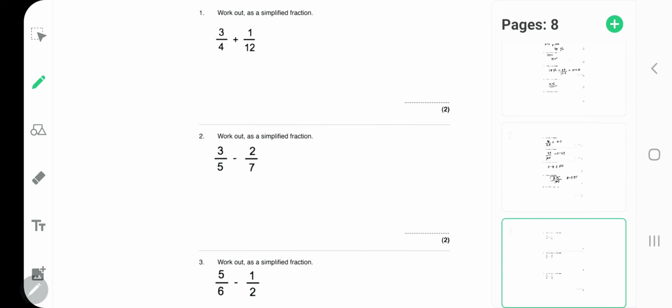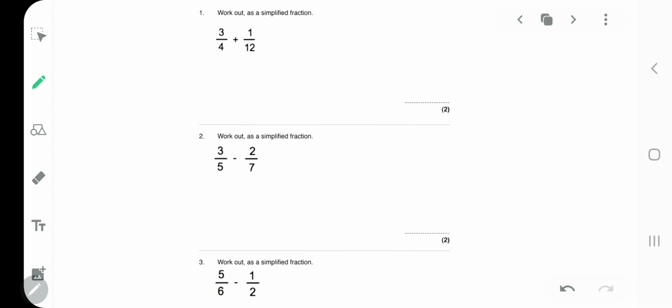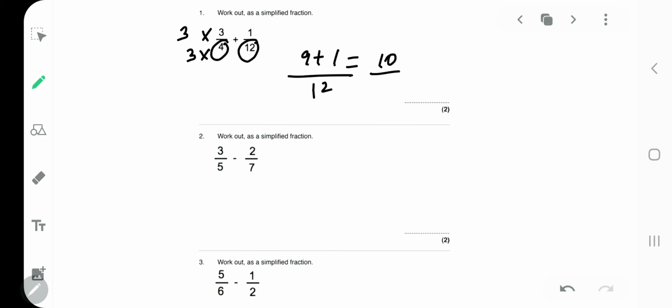Next we have work out as a simplified fraction. My dear kids, when in your denominator you have different numbers, like we have 4 and 12, we have to take the LCM. LCM of 4 and 12 is 12. You have to multiply this side with 3 and this side with 3. So that will be 9 plus 1. So your final answer is 10 upon 12. Always make sure that you simplify your final answer, that is, reduce your final answer. It will go in a table of 2, that will be 5 upon 6.